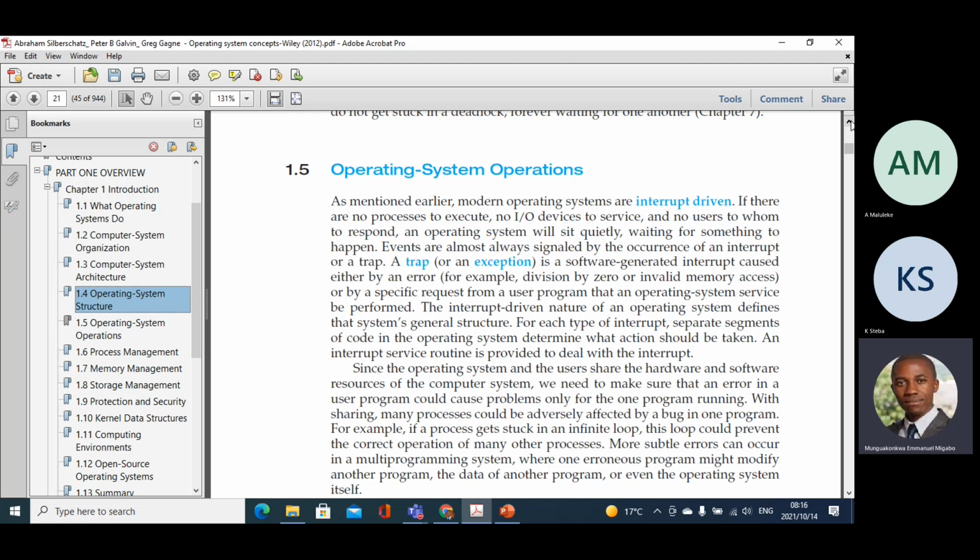These interrupts are handled by what we call interrupt service routines. So these are methods or functions that handle the occurrence of an interrupt. There is one for each type of interrupt. The second type of interruptions that you encounter on an operating system is what we call traps or exceptions.